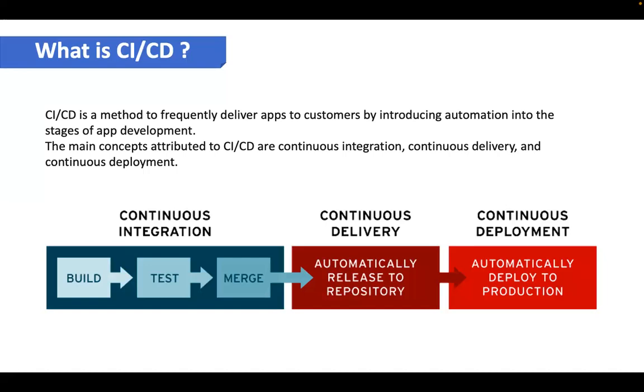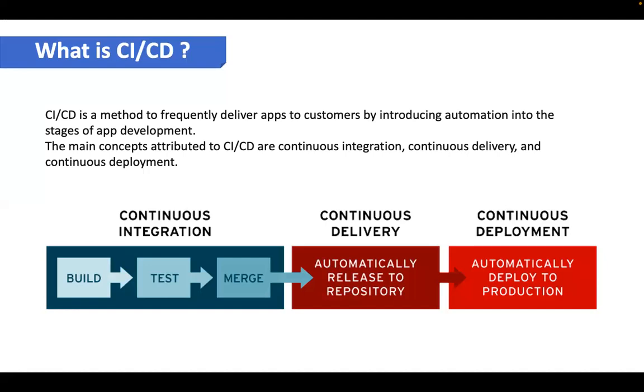Now you can see here, the build, test, and merge process will happen in the continuous integration part, and continuous delivery will automatically release to the repository or to the staging server. Don't get confused, because in real time you may get questions about the main difference between continuous delivery and continuous deployment. The same thing will be done by the Jenkins server, right? But what is the major difference?